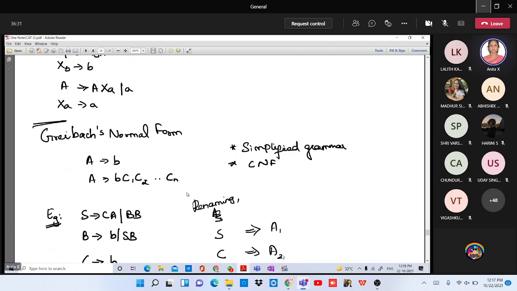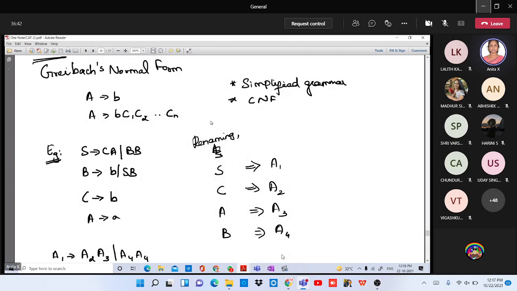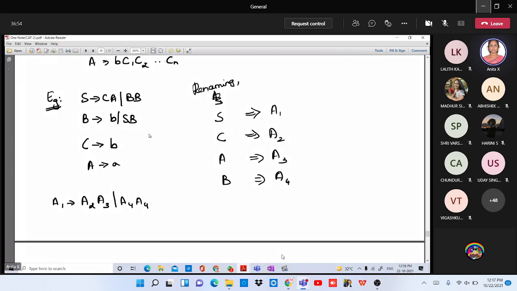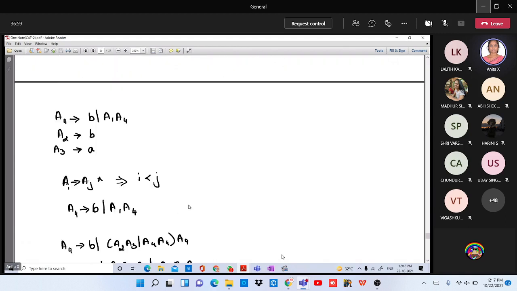Next, Greibach normal form. We have seen this just now, so you can recollect it. Here we have to convert the grammar to this form. The main thing is first we have to proceed with renaming. While renaming, you have to give sequential numbers, that is in ascending order. You have to number it, right? Then after renaming, you can rewrite the productions, and then you have to check for the condition.